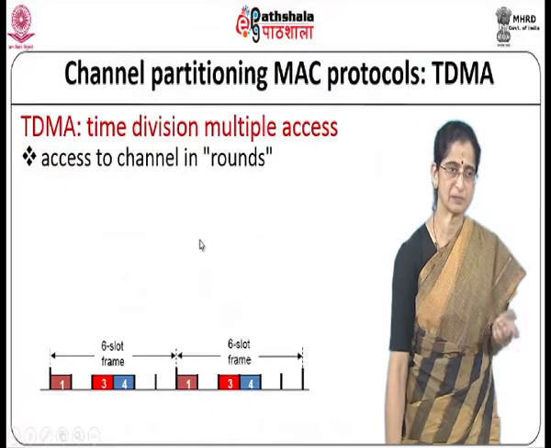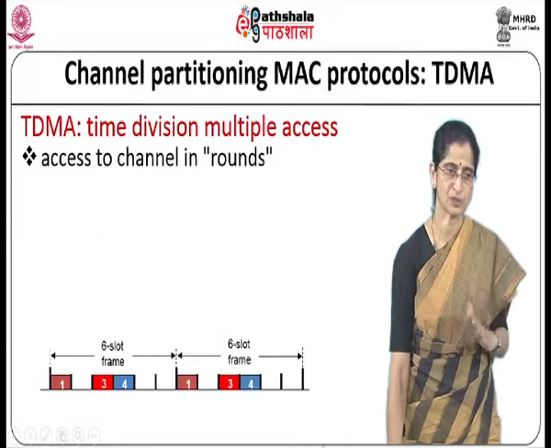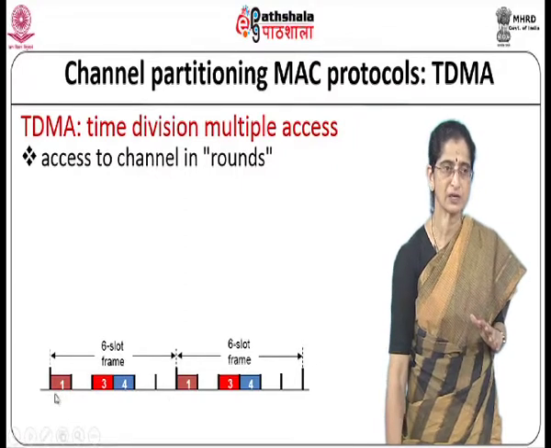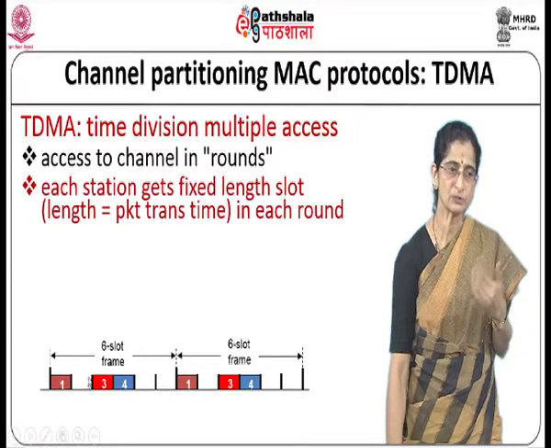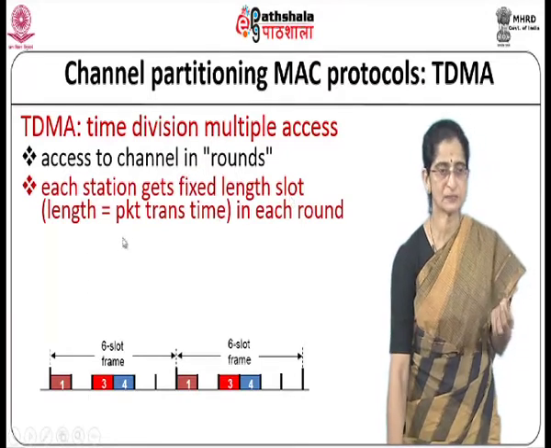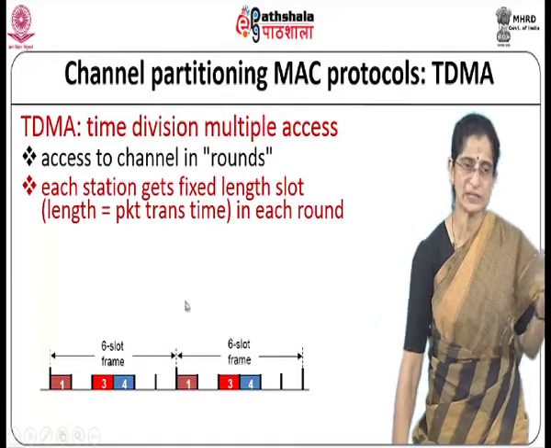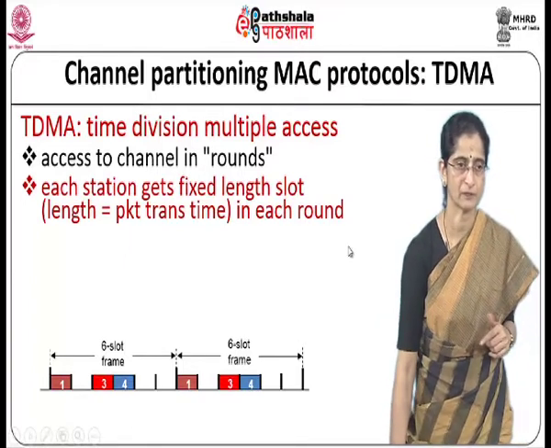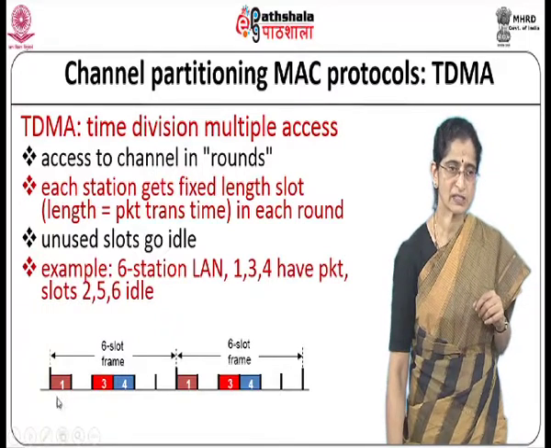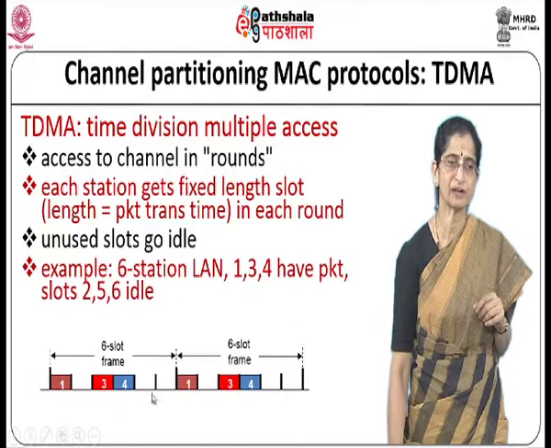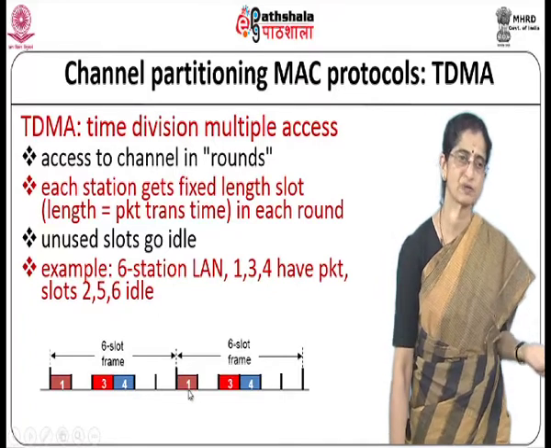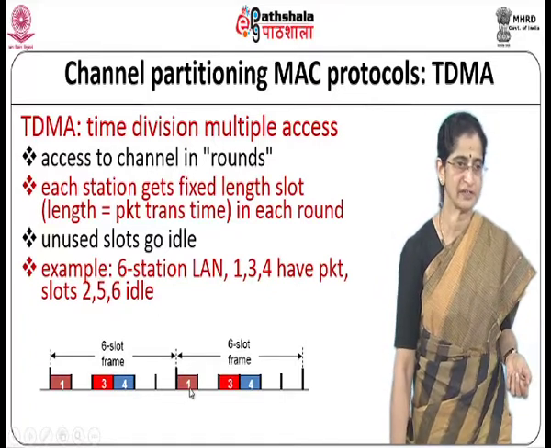If you look at time division multiplexing, it's very simple. Access to the channel is in rounds. You divide the entire time duration into multiple slots, and each slot is allocated to a particular station. Each station gets a fixed-length slot, normally specified in terms of packet transmission time, in each round. You may have multiple such rounds. In this example, stations 1, 3 and 4 are transmitting, while 2, 5 and 6 are idle. The unused slots will go idle. That's one of the disadvantages of TDMA.